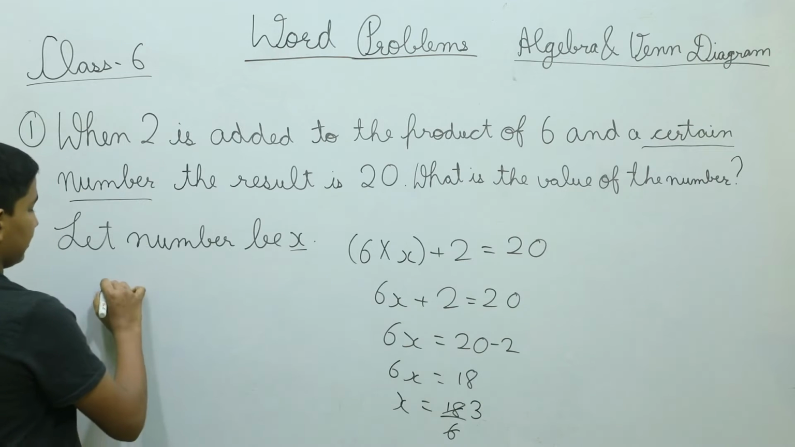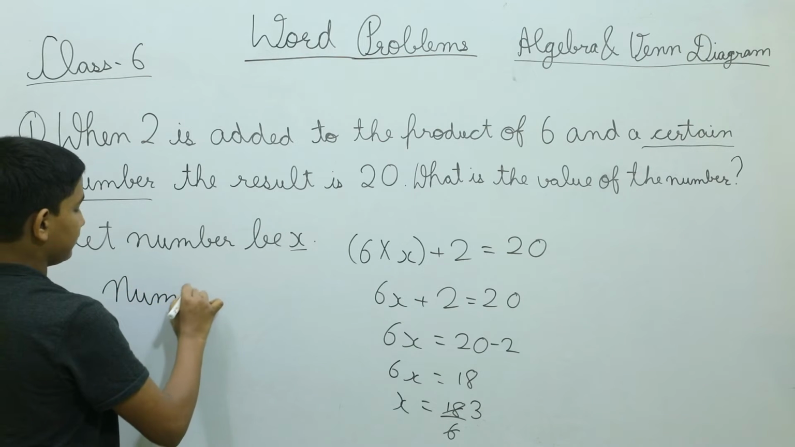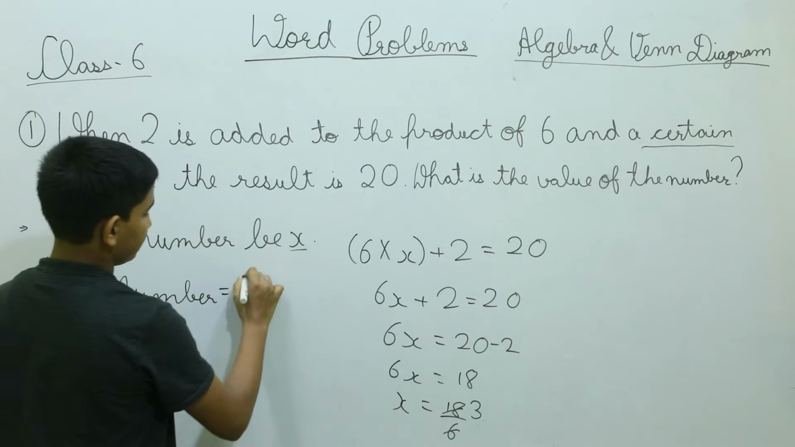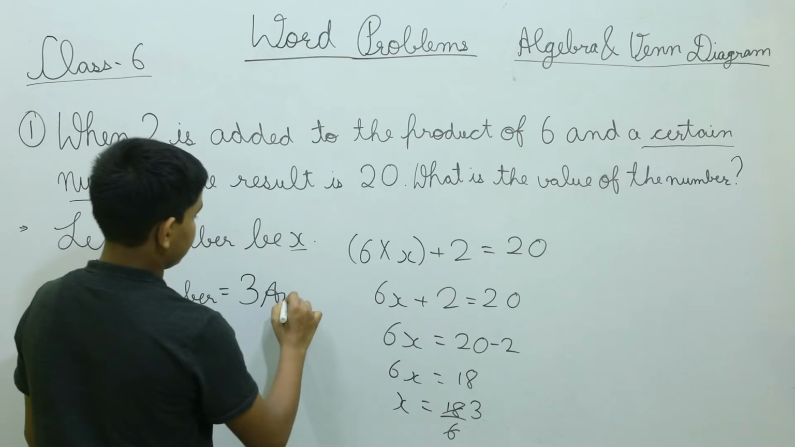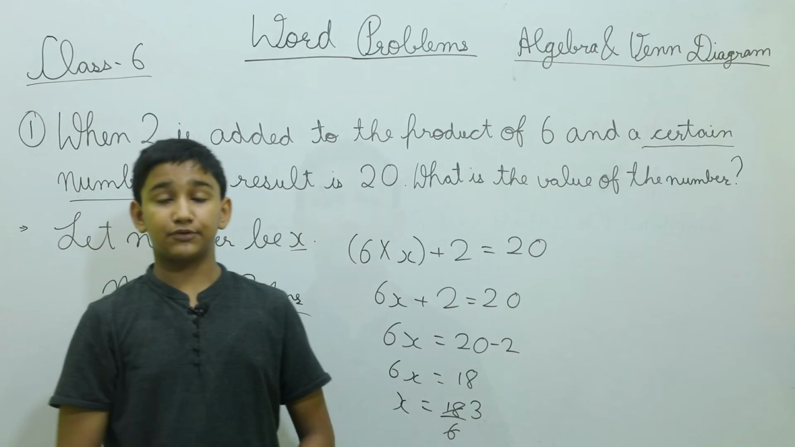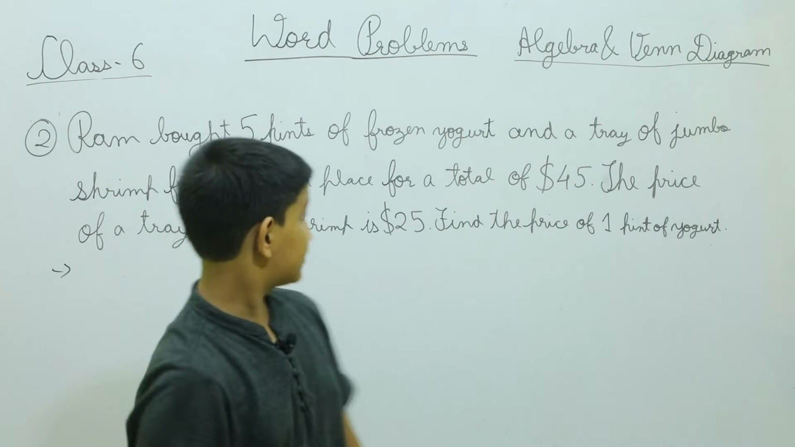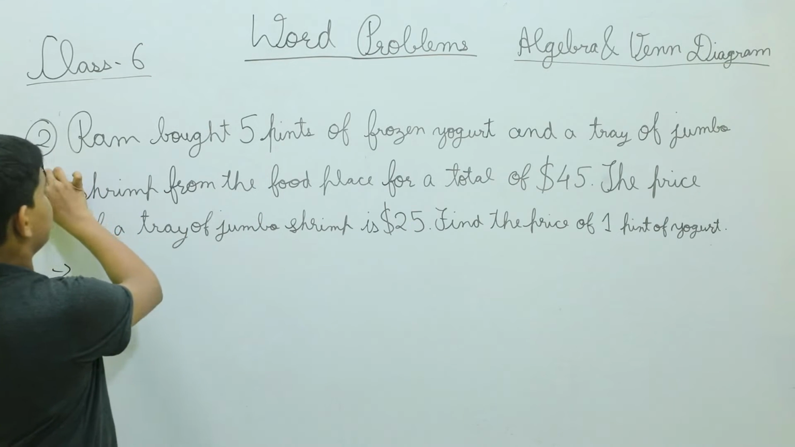That means x equals 18 by 6, which is 3. So the answer is number equals 3. This is our answer. So let's move on to our next question. Our next question is question number 2.